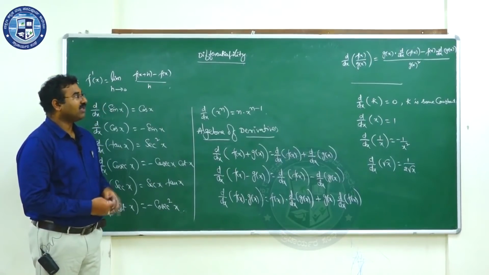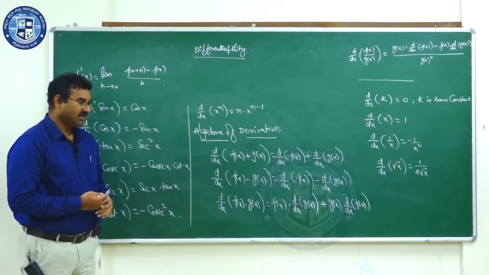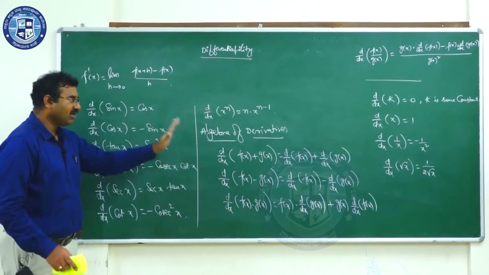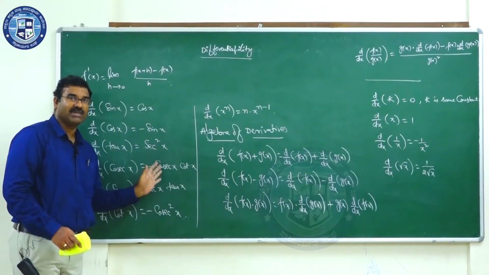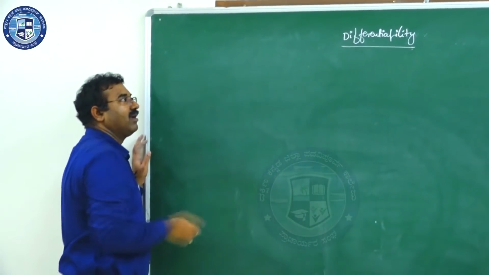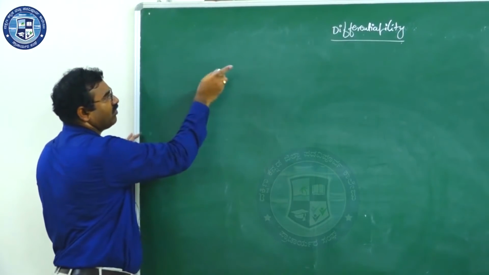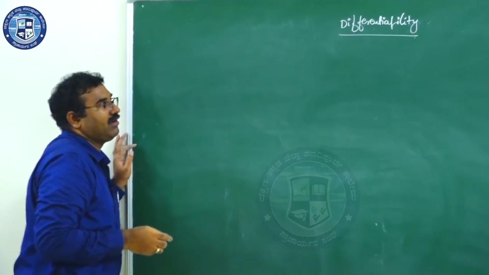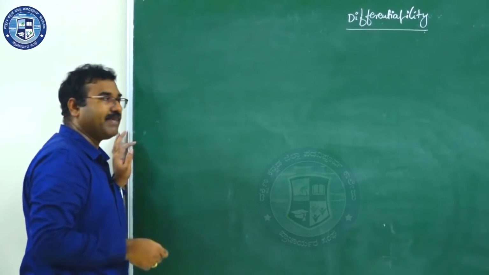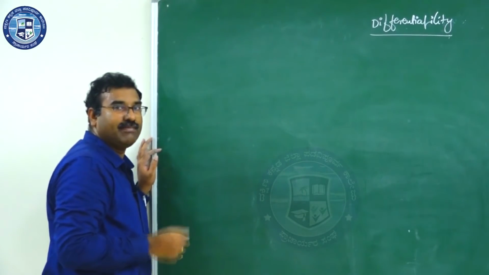Now we go to the topic differentiability. We just saw what we covered in first PUC. Now we are going for differentiability. Here we are going to see the geometrical explanation of f dash of x for a particular case. I am just going to explain what this differentiability meaning is.